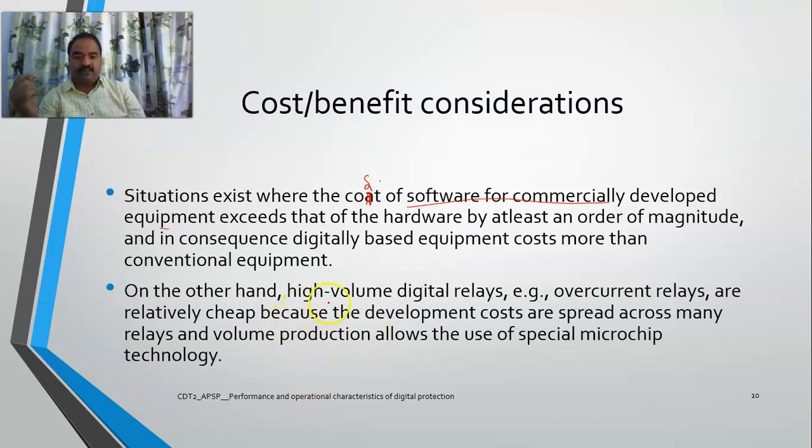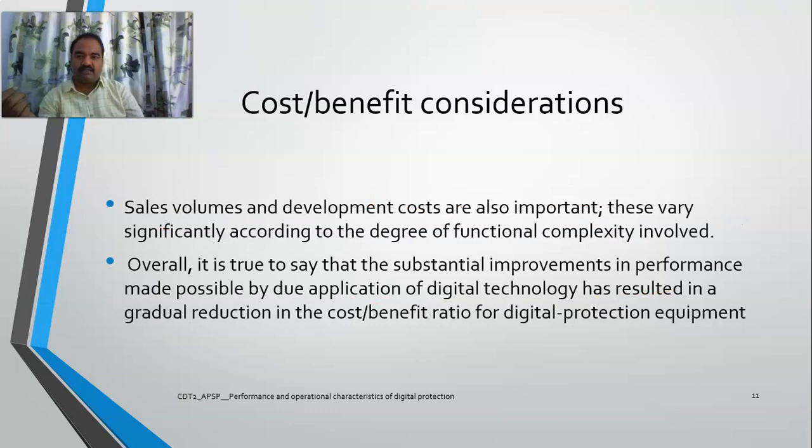And on the other hand, high volume digital relays, particularly the overcurrent relays, which are very simple, are relatively cheap because they have been in the picture for the past 25 years. So many developments. So digital overcurrent relays are now very cheap, because there is a huge production of them. Specialized relays are a little bit costlier now. Maybe in the near future the cost may reduce. So if you do have very high sales volume, then automatically the costs will come down, right?